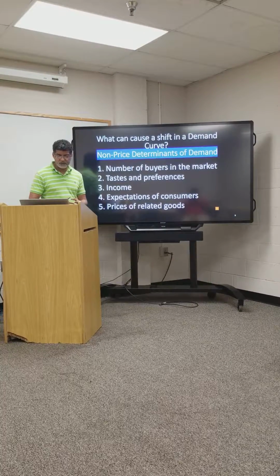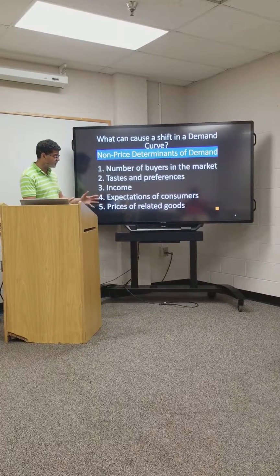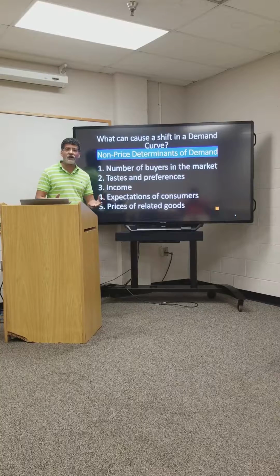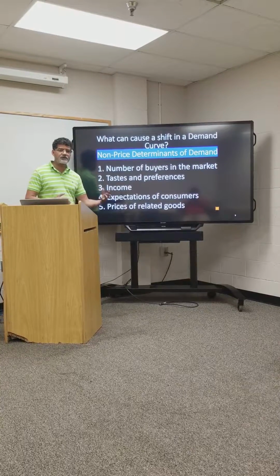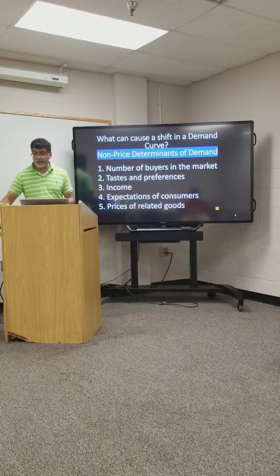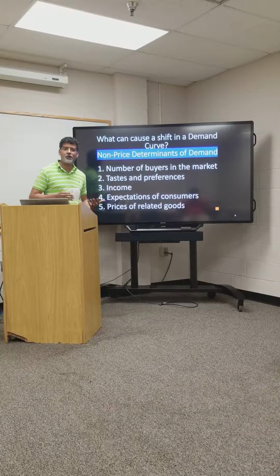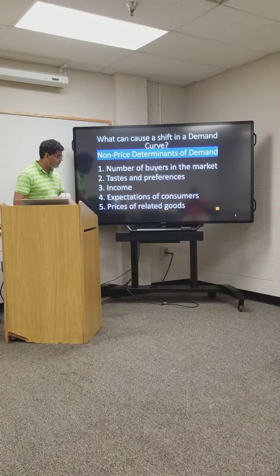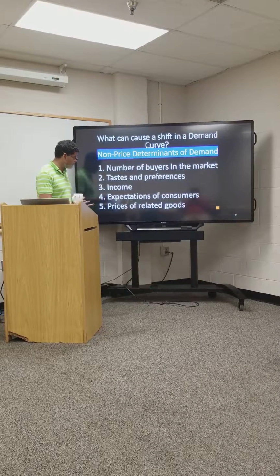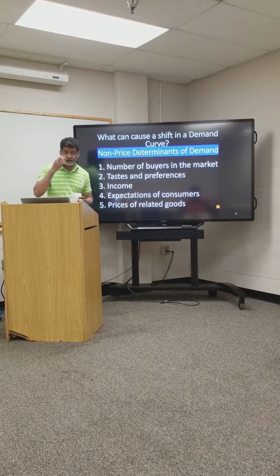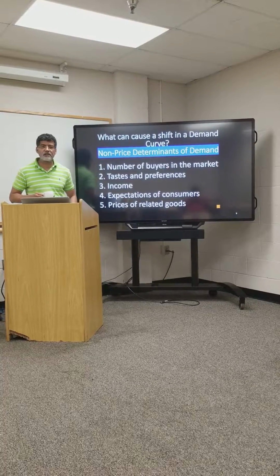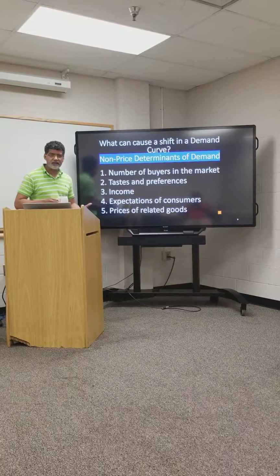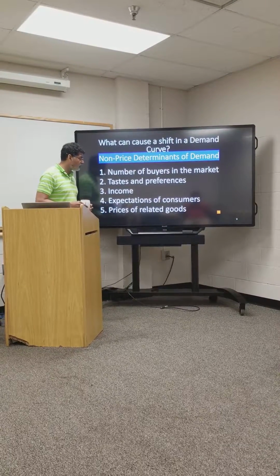And our 5th one here is the prices of related goods, and there are 2 different kinds of related goods. The first type are goods that we might call complements. These are goods that we purchase together. Something like coffee, and when we have coffee, we purchase some cream or some sugar to go along with that coffee. So those 2 goods are what we might call complements. The other type of related goods are called substitutes. These are goods that compete against each other. So instead of having coffee, what we might have is tea. We either purchase coffee or we purchase tea.